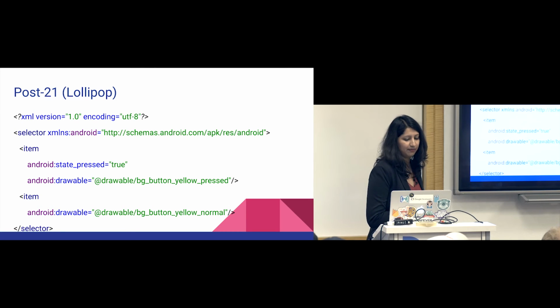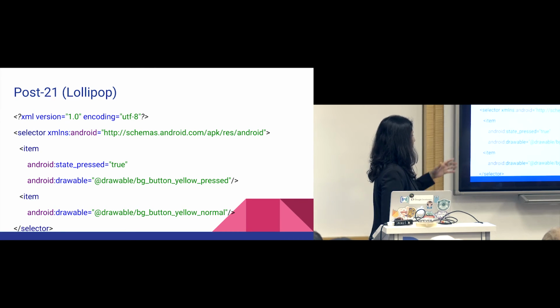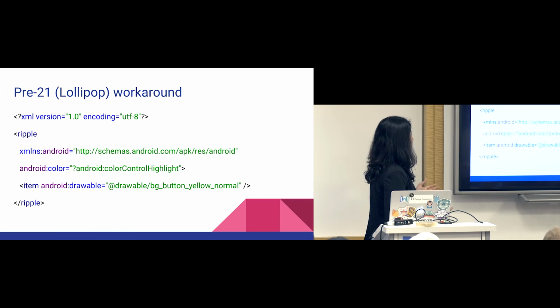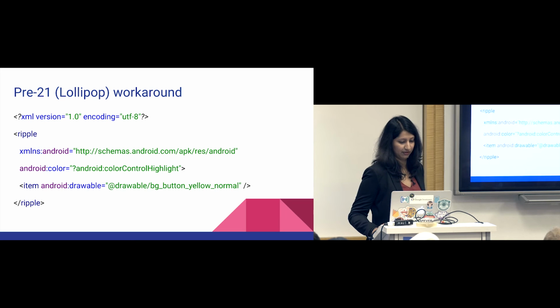So for post-Lollipop devices, just like you would add a selector on your button, you can just pretty much do this and then have different drawables for a press state and a normal state. And for pre-Lollipops, this is a workaround. You can just enclose it in a ripple tag so it gets that ink ripple effect.